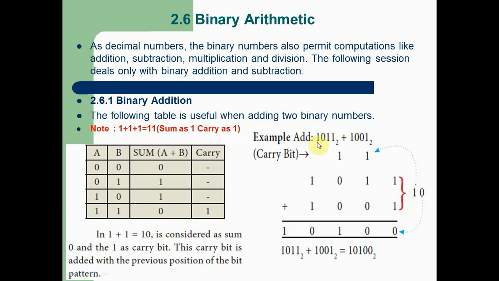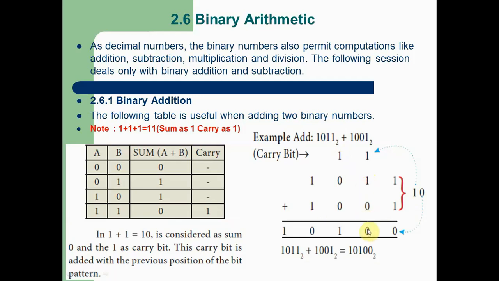In this example, we are going to add 1011 plus 1001. First step, add 1 plus 1. See the rules: 1 plus 1 gives 2 bits, one is the sum bit which we write here and the other is the carry bit which we carry to the next bit. So 1 plus 1 is equal to 1 0. 0 is the sum bit which we put here and 1 is the carry bit which we carry to the next bit. Now we add these next two bits: 1 plus 1 again gives 0 1, so 1 is carried to the next bit.